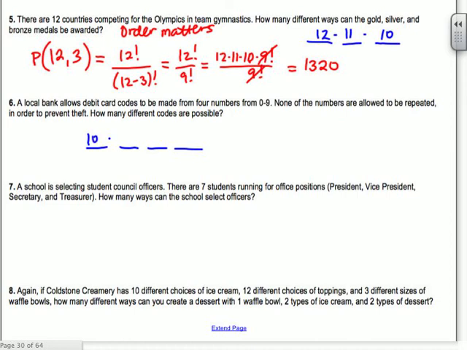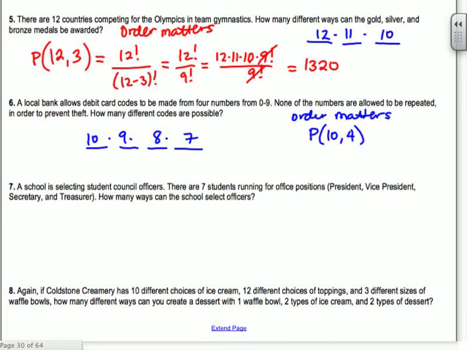How many choices for the first spot? 10. After you select the number, you have 9, 8, 7. Is this a permutation or is this a combination? Permutation, right? The order matters. The code 1, 2, 3, 4 is not the same as 4, 3, 2, 1. So order matters. So if you did 10 numbers, you're selecting 4 of them, ordering 4 of them, you'll get it.